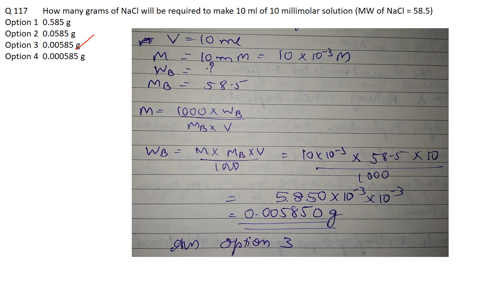How many grams of NaCl will be required to make 10 ml of 10 millimolar solution? Molecular weight of NaCl is given. So substitute in this formula, molarity is equal to 1000 Wb by Mb into V. Wb is how many grams you will require of this NaCl, Mb is molecular weight, V is the volume. Substitute and you will get option 3 as the answer.